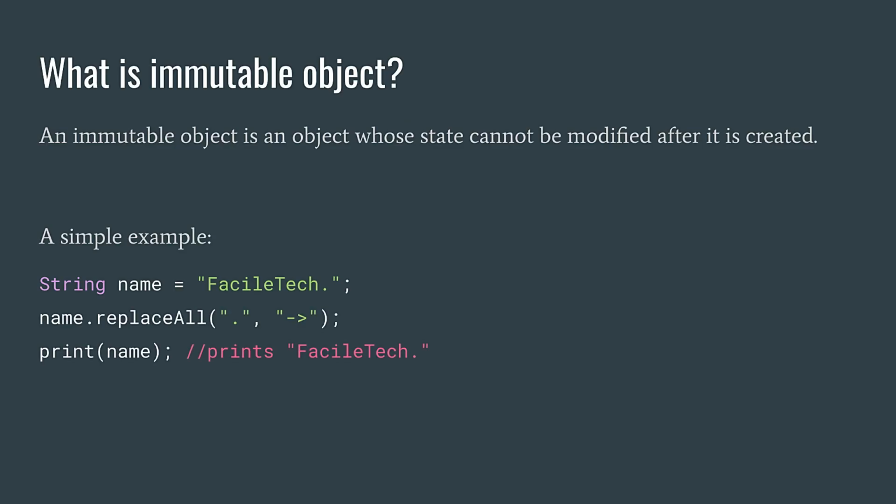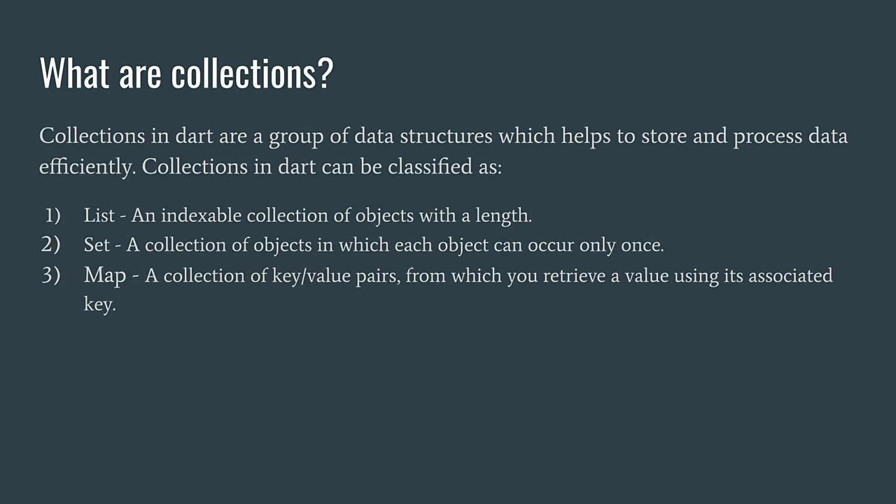Now, what is an immutable object? An immutable object is an object whose state cannot be modified after it is created. This means that the immutable object guarantees us that it will behave in the same way during its whole lifetime. If we take a look at the string example, we can see that even when we use the replaceAll method to alter a substring in the object, the original string doesn't change. Instead, the replaceAll method returns a new string object with the changes, which can be stored in a new variable and used further.